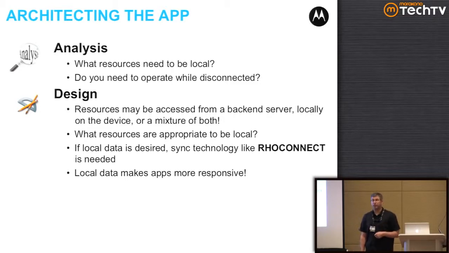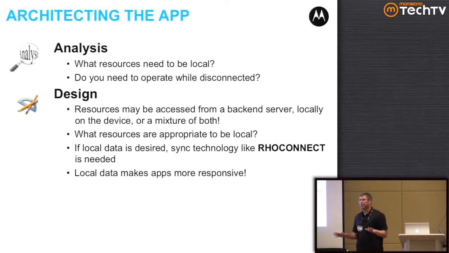If you are using external resources, do you want to then put that in a cache manifest and cache that locally? Or do you want to just bring it down with other resources? If local data is desired, then you may need some sort of sync technology like RhoConnect. For those of you who were here with Adam prior to this presentation, you saw some of the great features that RhoConnect has to offer.